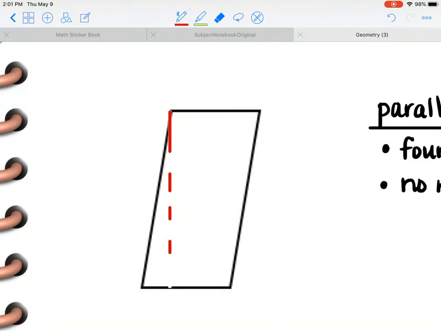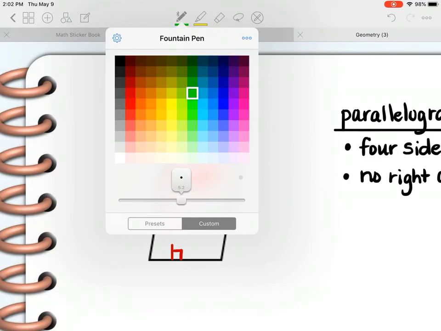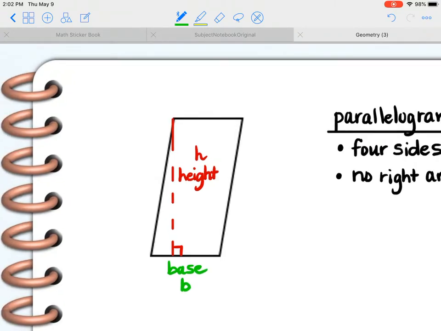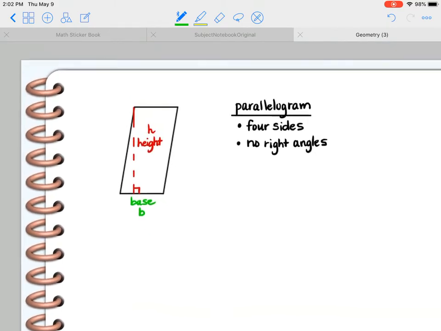Usually you're going to see that perpendicular symbol down here at the bottom to show you the 90-degree angle. So this is the height of the parallelogram. And we use the variable h for that. This will be called the base of the parallelogram. And we use b for that one. So base and height will be the 2 variables for a parallelogram.